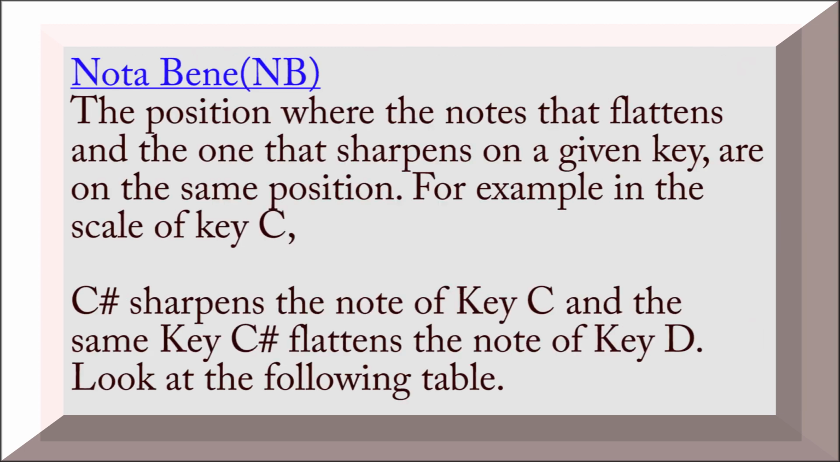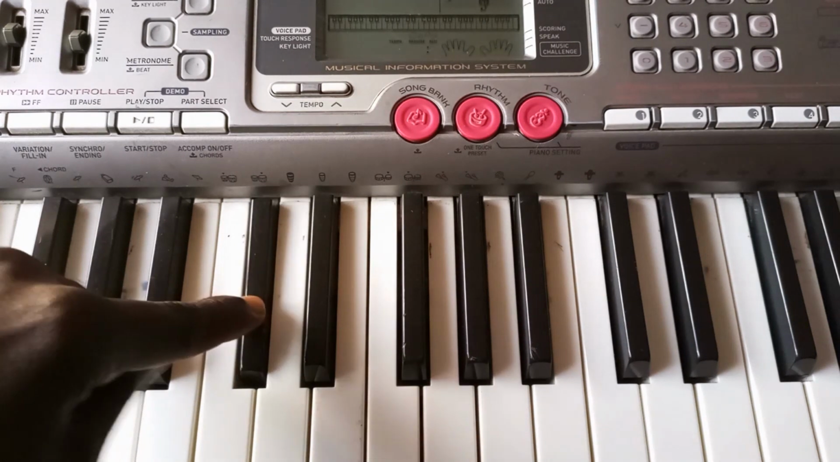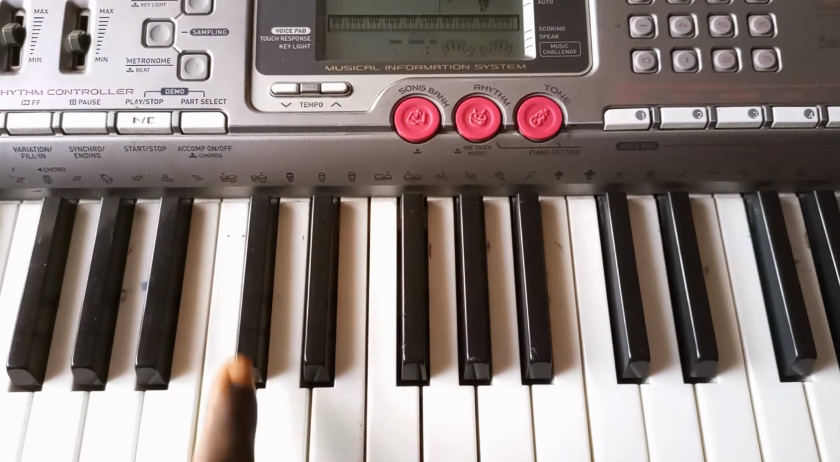Nota bene. The position of the note that flattens and the one that sharpens on a given key are the same. For example, in the scale of key C, C sharp sharpens the note of key C, and the same key, C sharp, flattens the note of key D. Look at the following table.